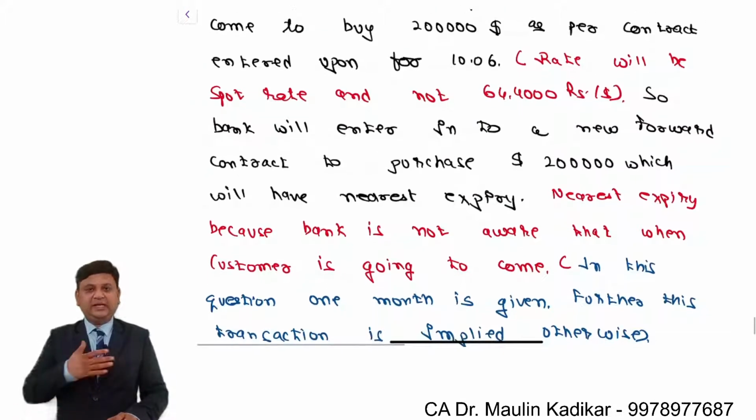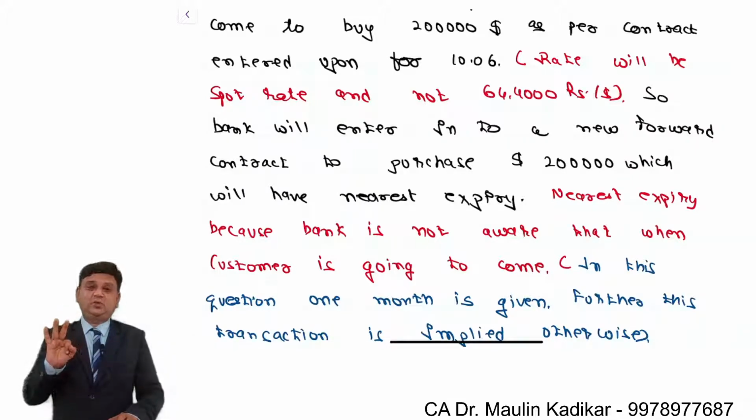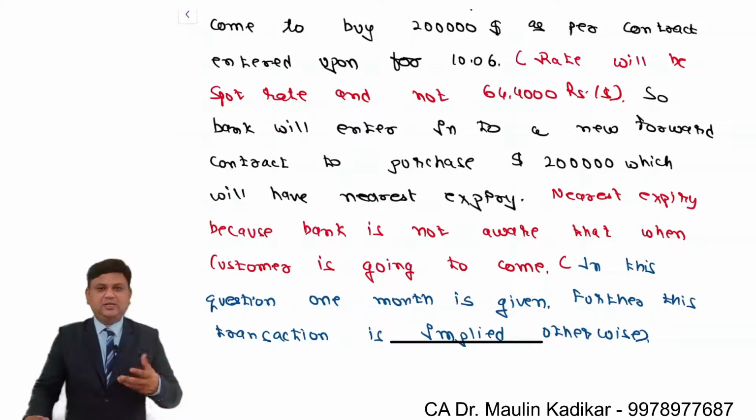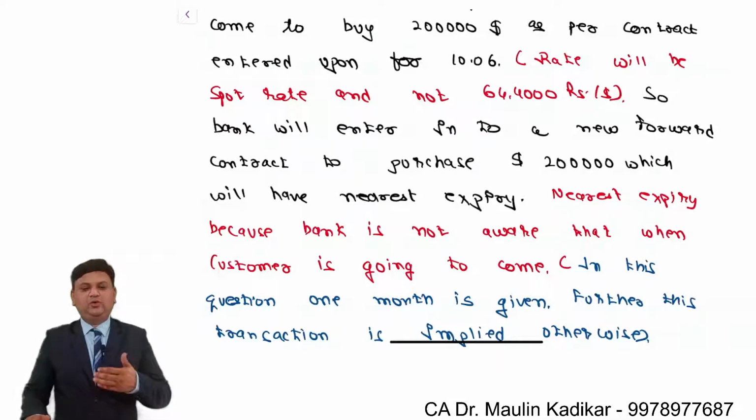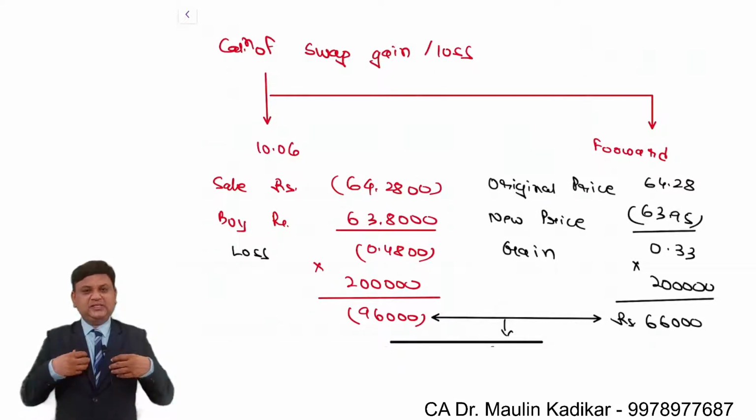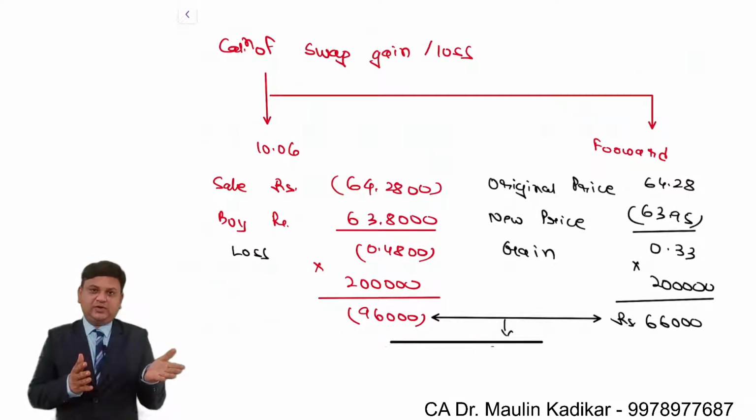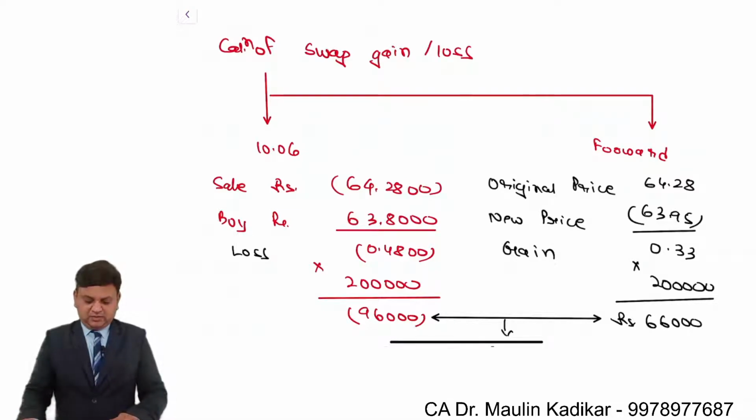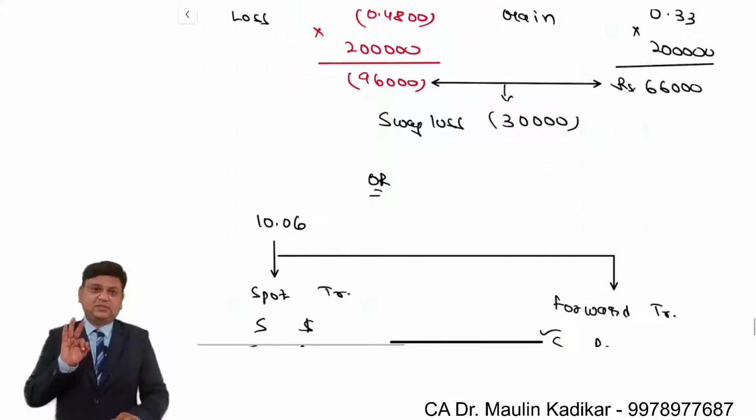Then the bank is under an obligation to give dollar if at all the customer comes in next 3 working days. A kind of grace period to the customer. The kind of grace period that we have if at all you have an obligation to make the payment of the bills payable, similar to that. So grace period is there. So the bank is entering again into the nearest forward contract to buy United States dollar. With this, there is a swap loss which the bank is having, an amount of rupees 30,000.